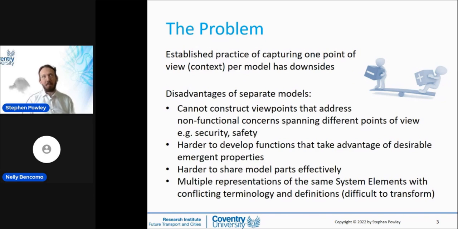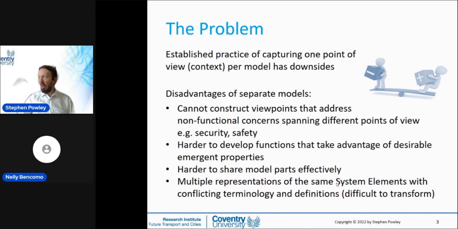model-based systems engineering, model-driven architecture, systems engineering in general, we're interested in viewpoints that address multiple stakeholder concerns, and it's particularly difficult when you've got multiple models to address non-functional concerns that span multiple points of view, such as security and safety. It's harder to develop functions that take advantage of desirable emergent properties. It's harder, in particular, to share model parts effectively.